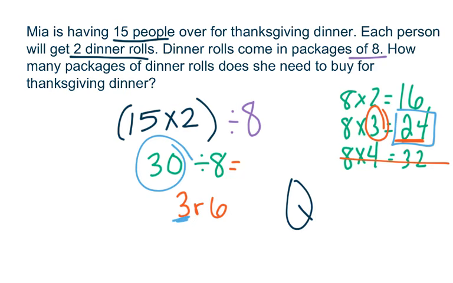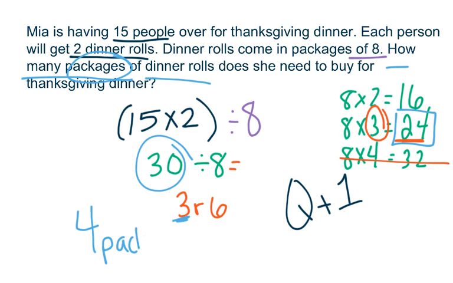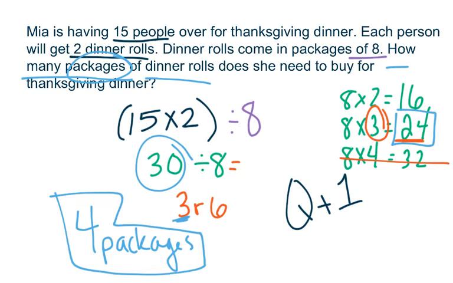It's going to be a quotient plus 1 problem. She needs to make sure she has enough dinner rolls for everybody. So when I'm looking to know how many packages of dinner rolls she needs to buy, she's going to need to buy 4 packages to make sure she has enough dinner rolls for everybody for Thanksgiving.